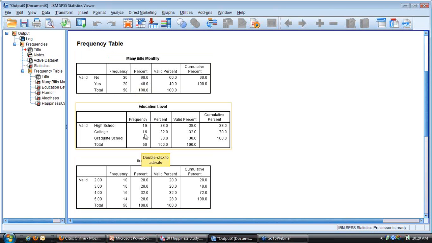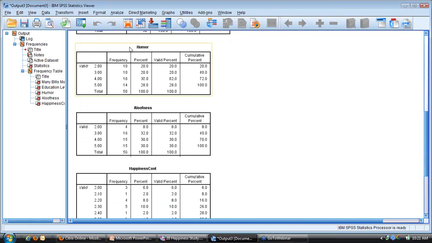So education level, we have 19 people in high school, which is 38% of the sample. 16 people, which is 32% of the sample, in college. And 15 people, which is 30% of the sample, whose highest level of education is graduate school. And then down here is just the dispersion of scores for the other variables, like humor, right?